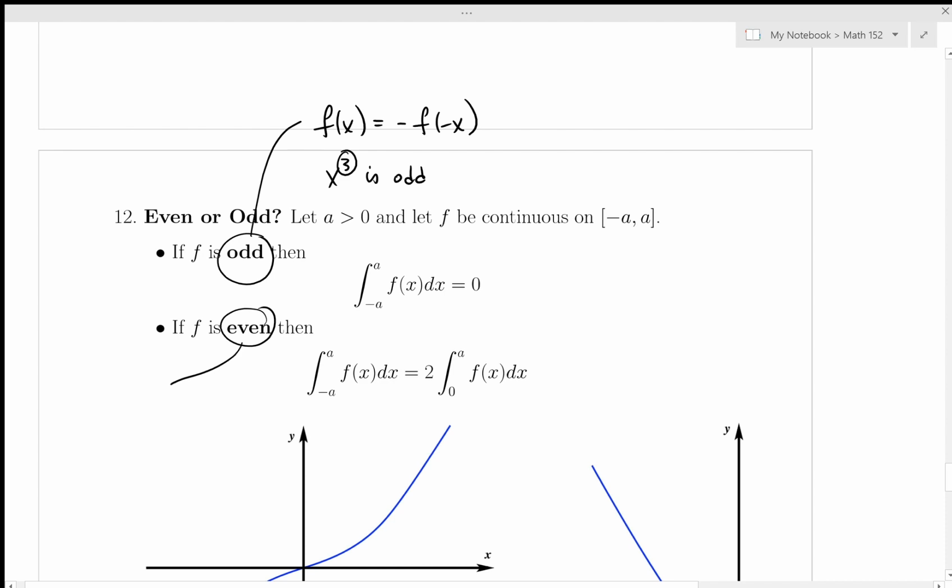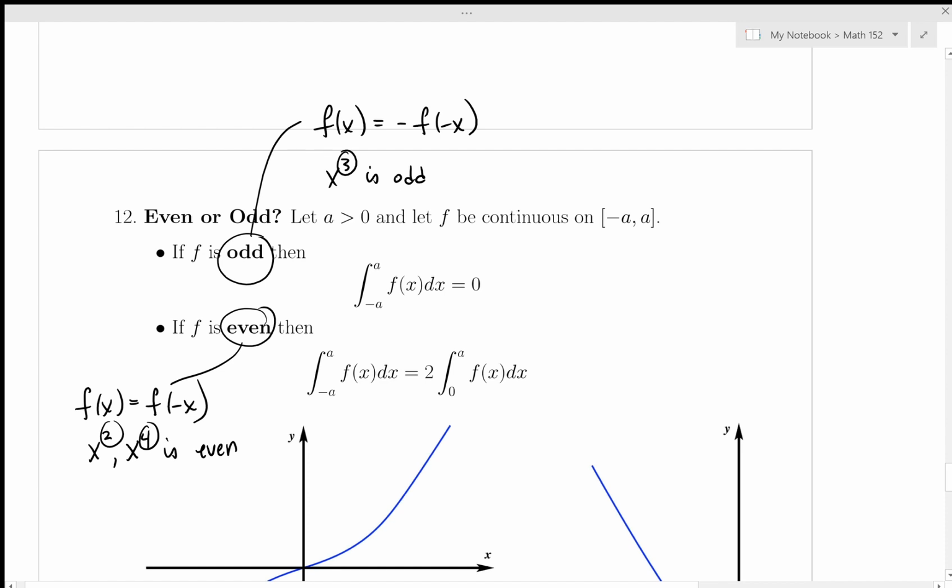Okay, what does it mean for a function to be even? For a function to be even, it means that f of x equals f of minus x. For example, the cosine function is even, and, for example, x squared or x to the 4 is even. Again, you'll notice that these powers are even. That is also not a coincidence.